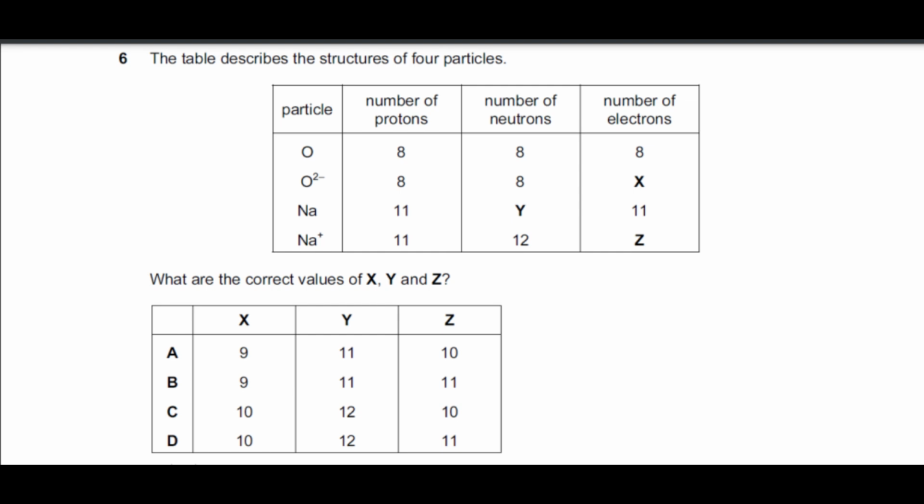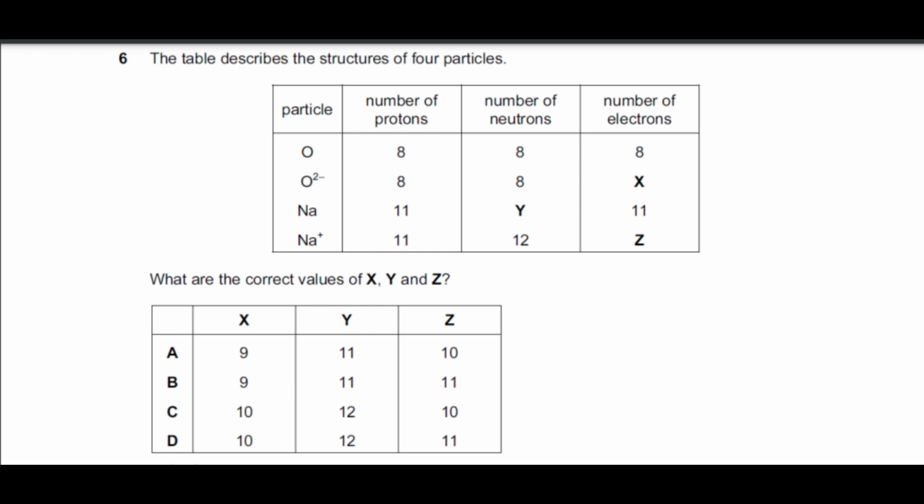X is the oxide ion. As it is a negative ion, it must have gained electrons. How many electrons? As it is negative 2, it has 2 electrons more than its protons, so the X value should be 10. When we look at the options, we instantly shortlist because A and B cannot be correct, as the value of X there is 9. So we have to choose the correct answer between C and D.